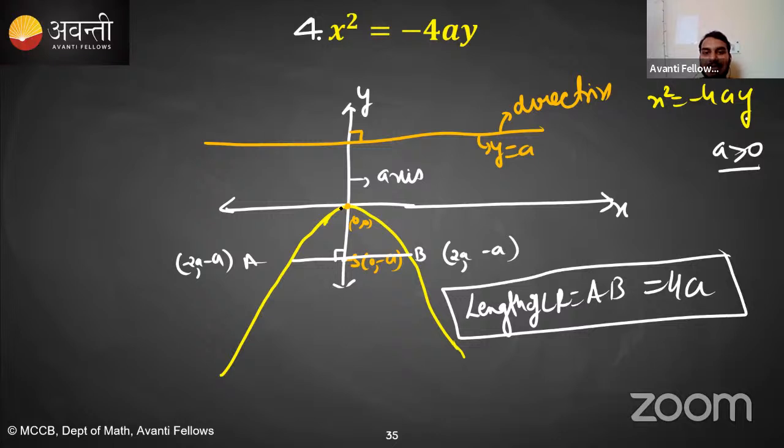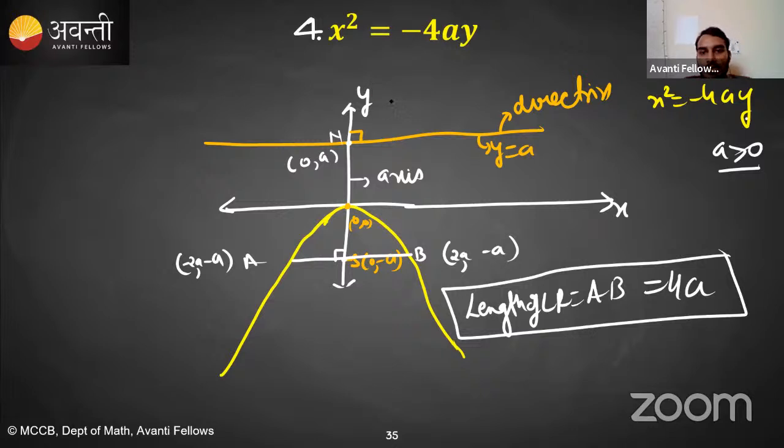Okay, now directrix क्या होना चाहिए फिर? y equal to a only. Yes or no? Because directrix, foot of directrix क्या होगा फिर? ये 0, a. See, foot of directrix and the focus, midpoint is 0, 0 ही आना चाहिए.